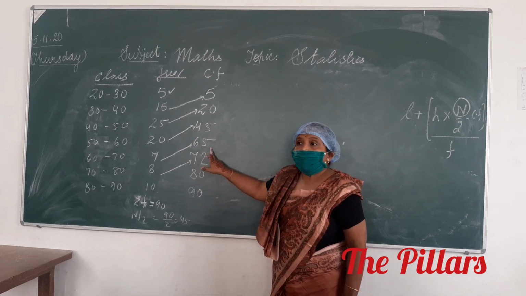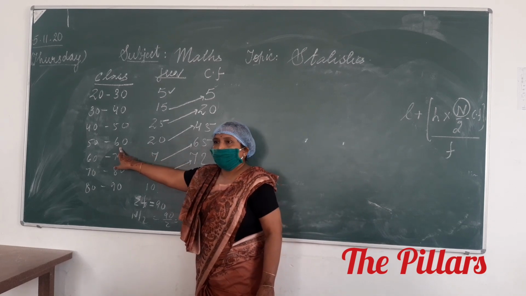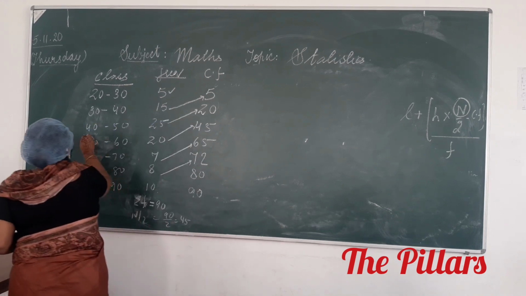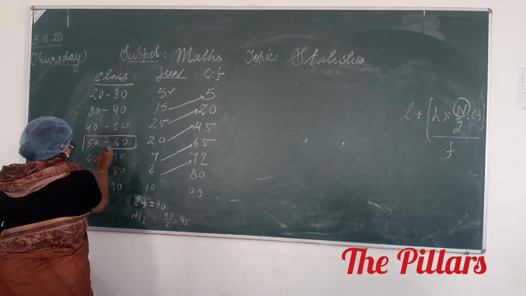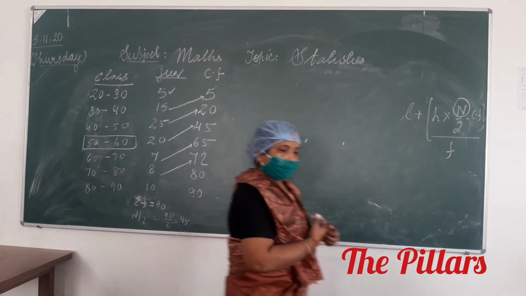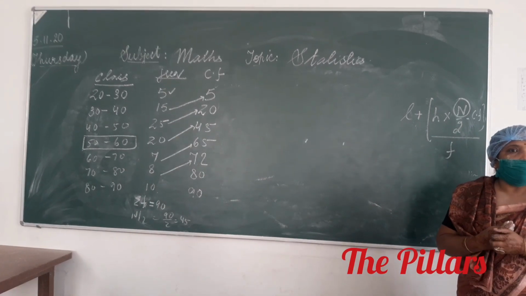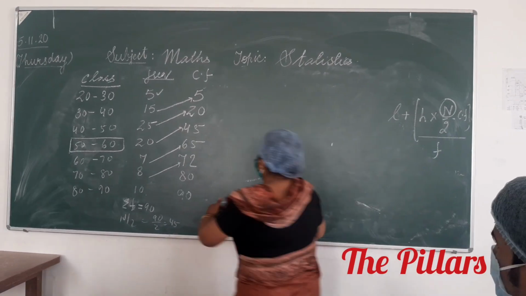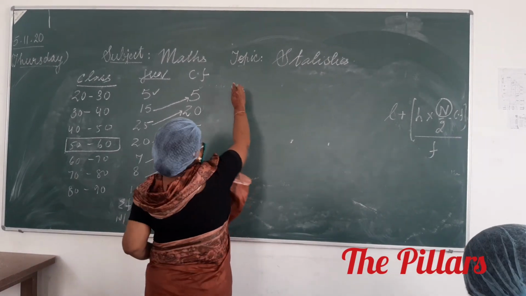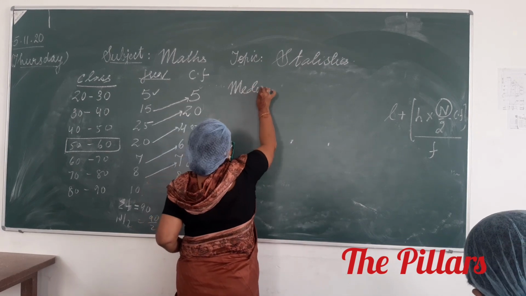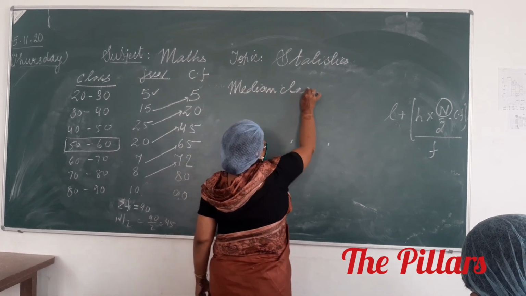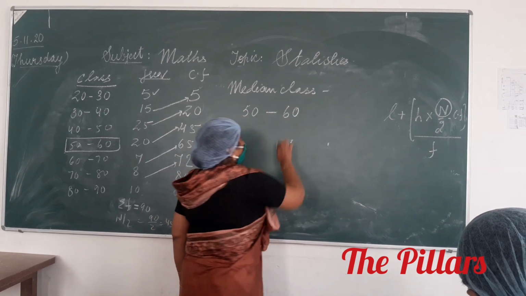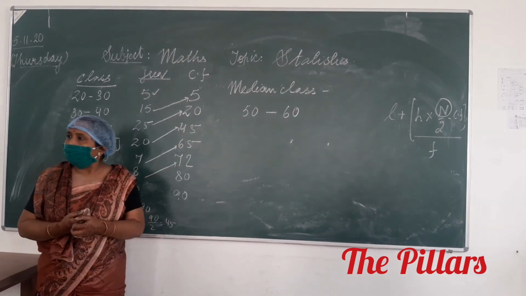That means which one is the median class? Yes or no? You keep it in a rectangle. This is the median class. Did you understand? Now again at the bottom of your table you will write median class. Median class is 50 to 60.